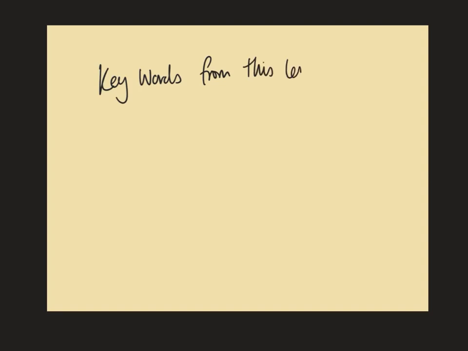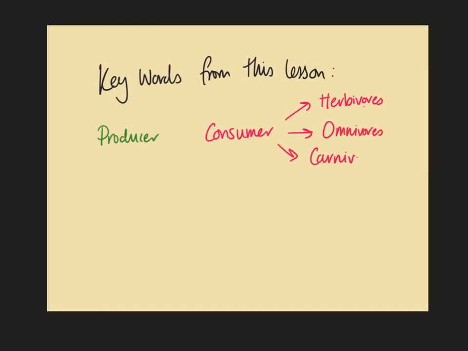So that's all you really need to know about food chains and food webs. Key terms from this lesson include producer, consumer, and our three types of consumer, and predator and prey.